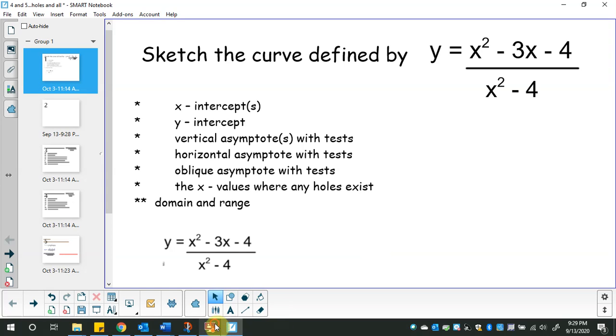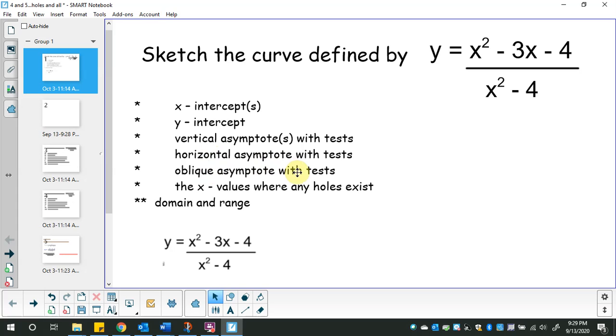So here we are, the moment that you've been waiting for, putting it all together. So what I've covered in the past little while is finding the x-intercepts of a curve, specifically a rational function, finding the y-intercept, finding the vertical asymptotes and doing the tests, finding the horizontal asymptote and doing the tests, or if there's no horizontal asymptote, finding the oblique asymptote and doing a test.